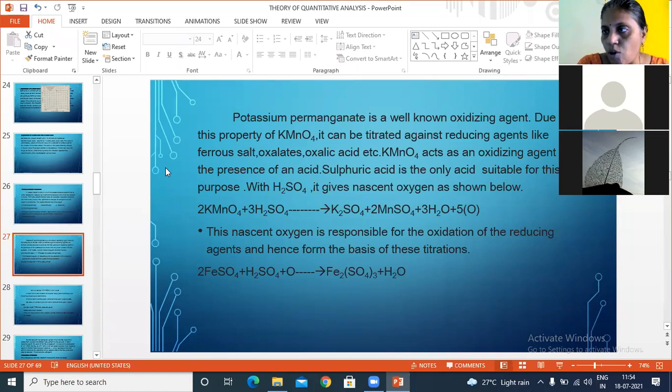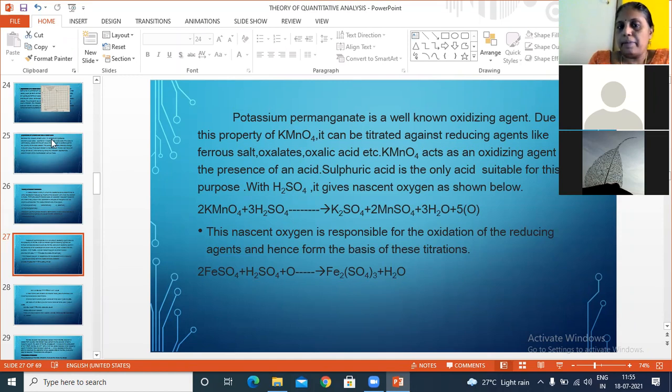So if it acts as an oxidizing agent, the other substance whose weight we have to find must be a reducing agent. Generally, these reducing agents may be ferrous salts, oxalates, or oxalic acid, which we can use to determine the weight of ferrous ions, oxalate ions, or oxalic acid using potassium permanganate. But the reaction has to be initiated by sulfuric acid only. So potassium permanganate is the oxidizing agent, and ferrous sulfate, ferrous ions, oxalates or oxalic acid act as the reducing agent. So the reaction is a redox titration.